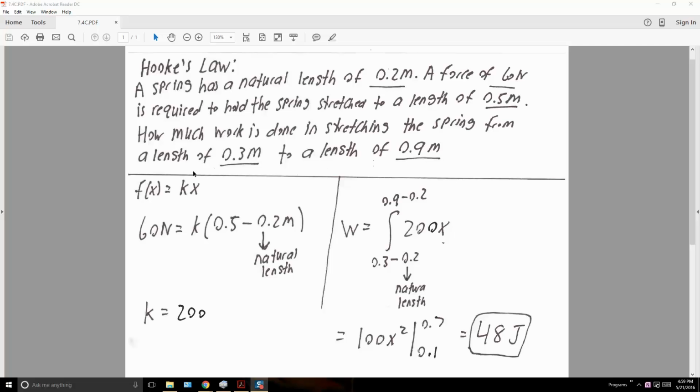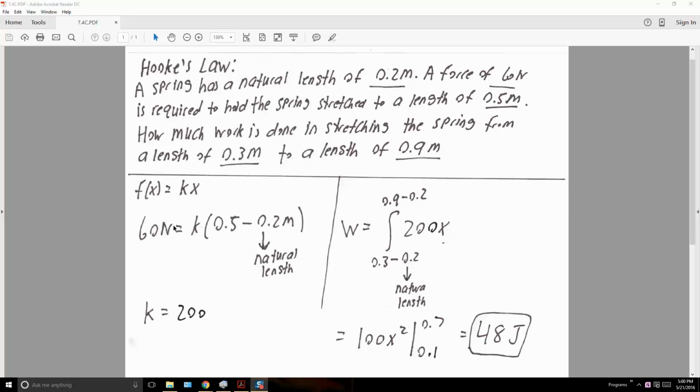So Hooke's law is going to be f of x equals k times x. Our f of x is going to be 60 newtons equals k times x. And so we know the natural length of the spring is 0.2 meters and that it stretches to 0.5 meters. So the difference is going to be 0.3 meters. So it's going to be your stretched length, 0.5, minus your natural length, 0.2. So we get 0.3. 60 divided by 0.3 would give us 200. So our k value is 200.